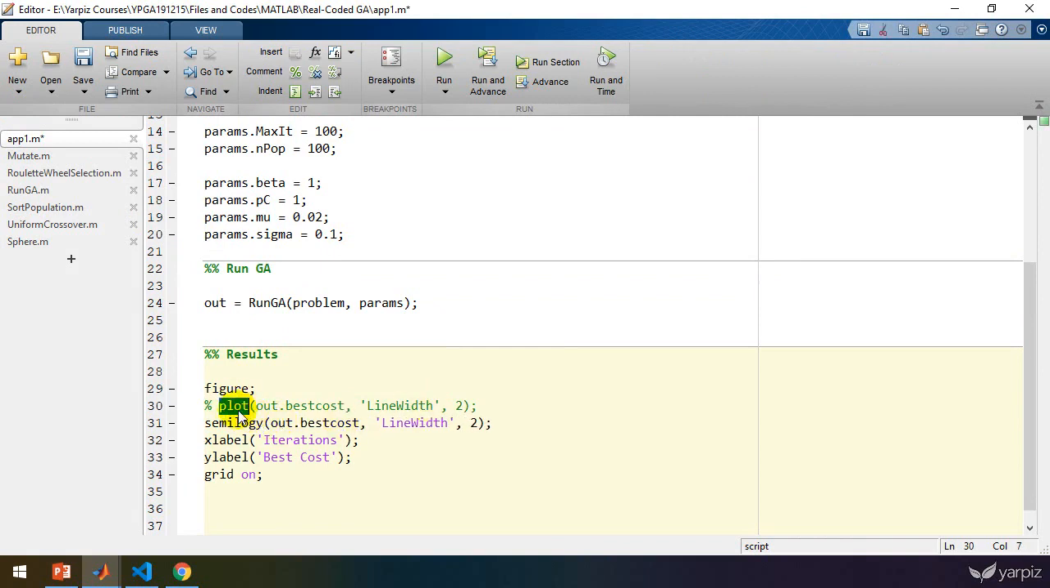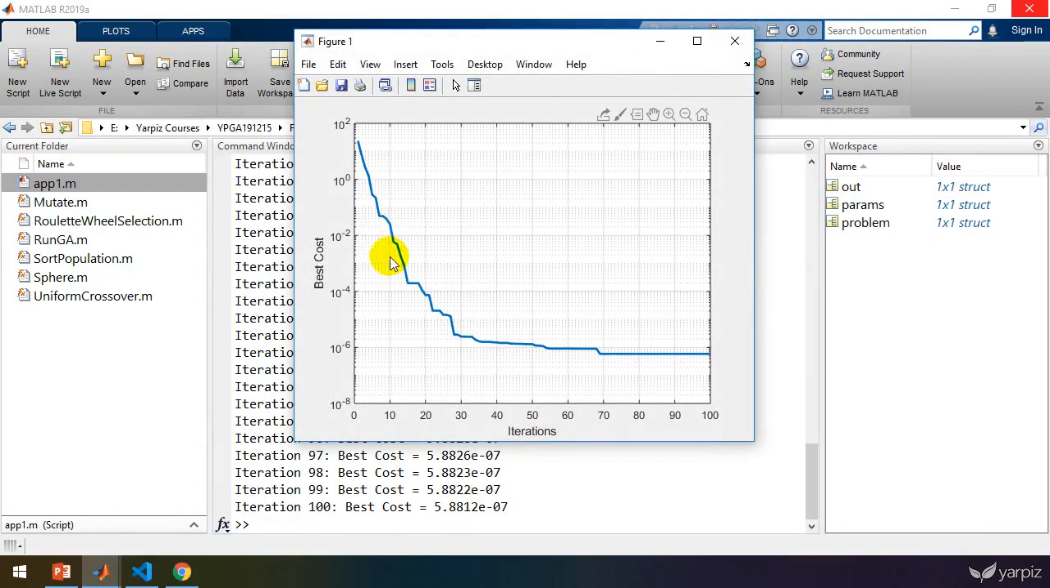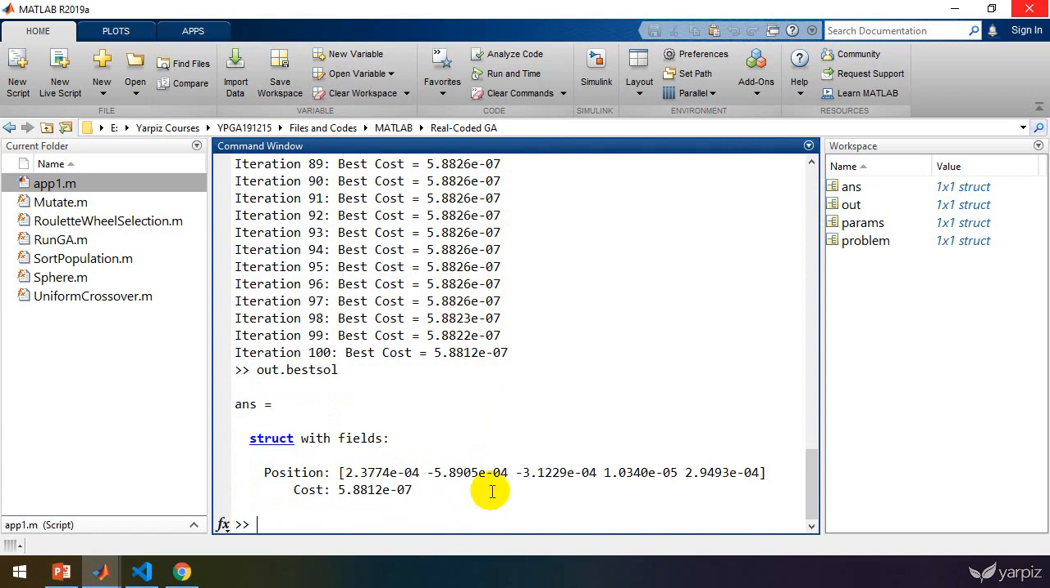Semilogy is very similar to plot, but it plots the data in a semi-log axis frame, and by y, we tell that the y-axis must have the logarithmic scale, but the x-axis will be linear. So if we run this code again, app1, we'll get this, and you see the improvement is more visible here. And here we have a best solution of about 5.8 times 10 to the power of minus 7. It's almost zero.